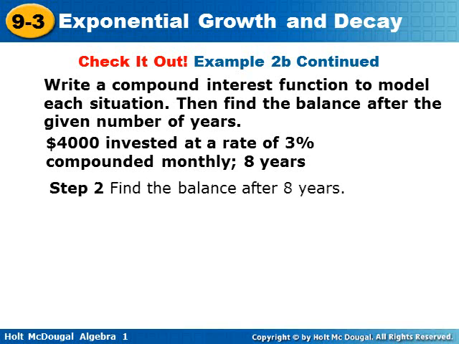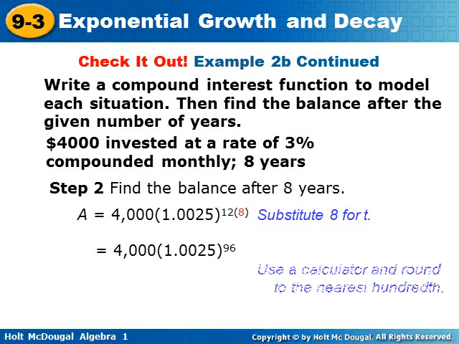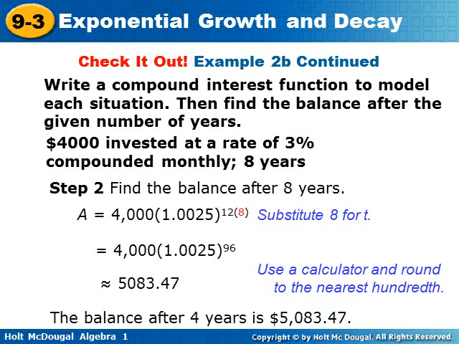And we want to find the balance after 8 years. So we're going to substitute in 8 for t. And we get 4,000 times (1.0025) raised to the power of 96. And we use a calculator, rounding to the nearest hundredth. So we get 5,083.47. So the balance after 8 years is $5,083.47.